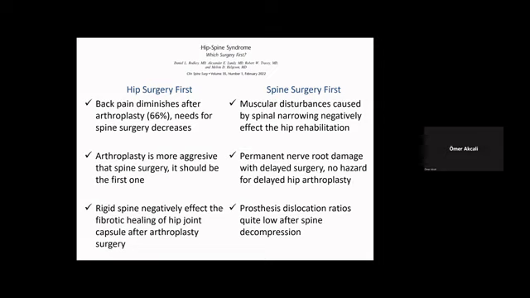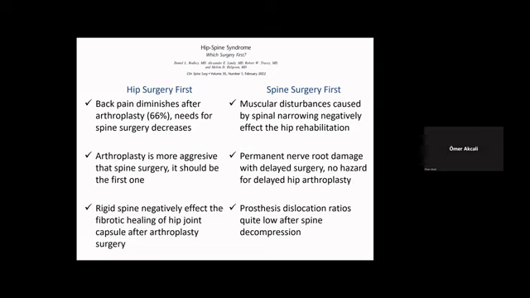So after a meticulous rehabilitation period of hip arthroplasty, it may decrease the need for spine surgery. And the third reason is about the biomechanical aspect. Fused spine, especially lumbopelvic fusions, lead to increased axial loads of the hip joint. Thus, increased mechanical loads may negatively affect the fibrotic healing of the hip joint capsule after arthroplasty.